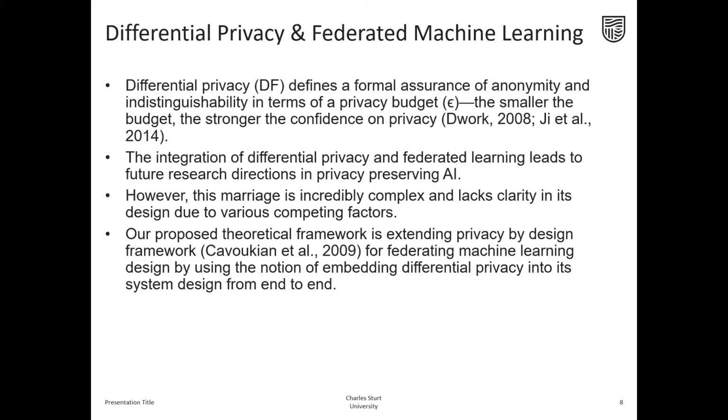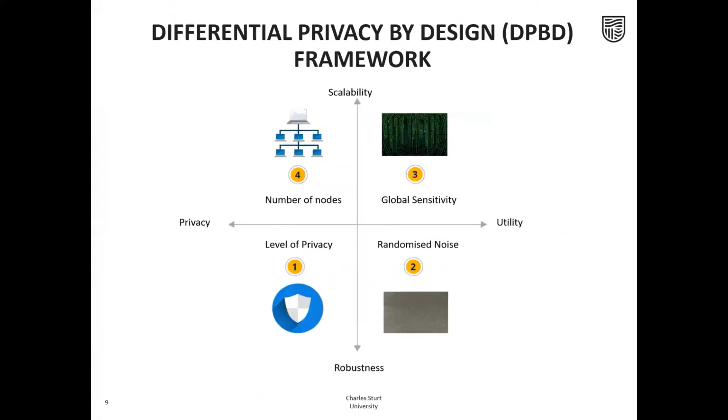However, it's not that simple. There are many different complications. Like, how much noise should be added to the model? That's a problem. So there are complications around differential privacy, which is a separate discipline, and federated learning, which is a separate discipline, and their embedding becomes very complex.